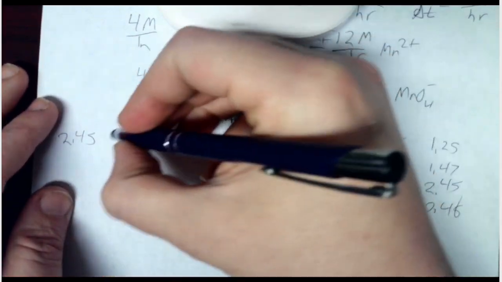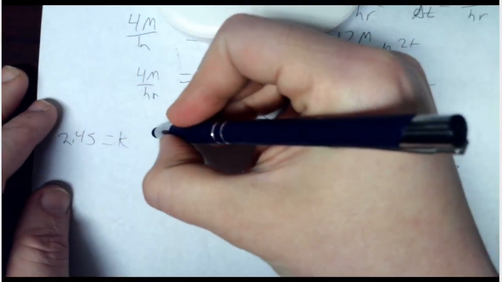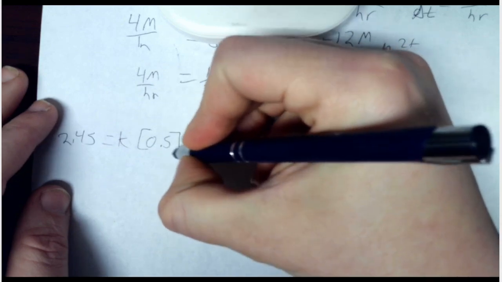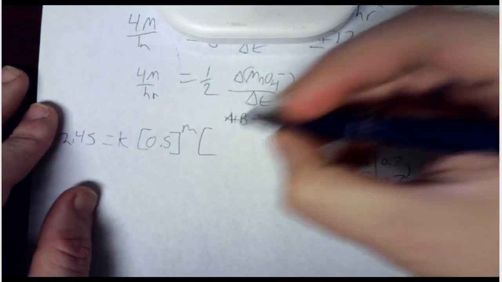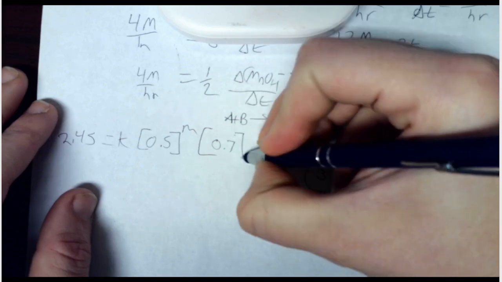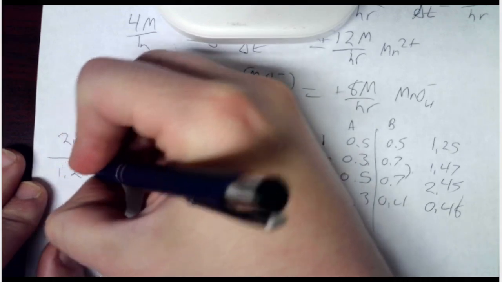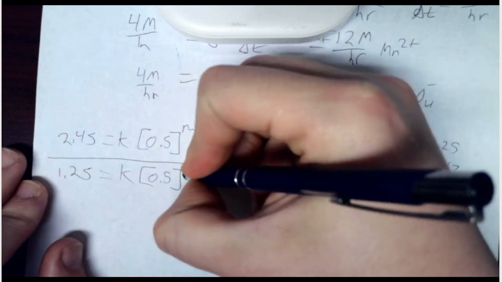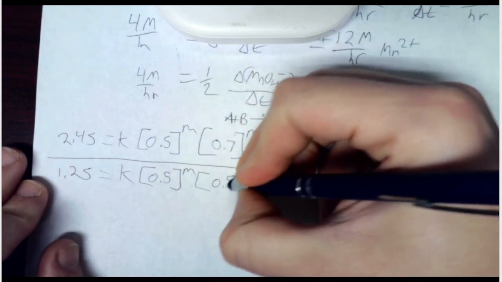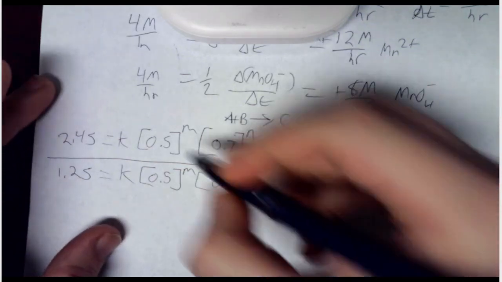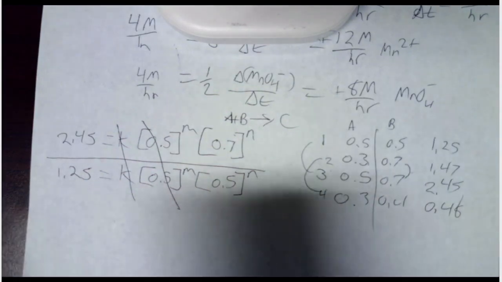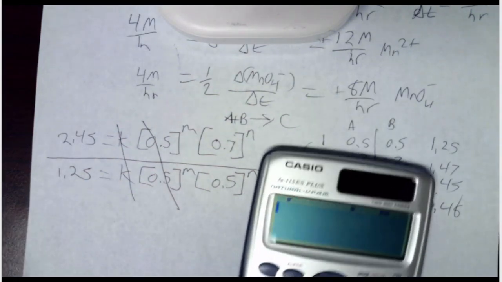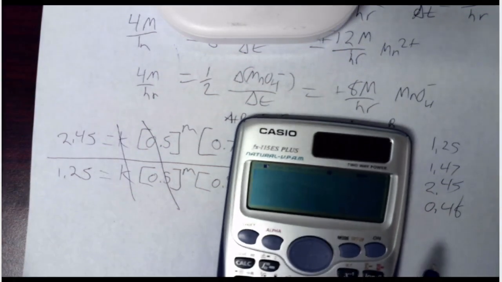2.45 equals K times 0.5 to the M and 0.7 to the N. I'm going to divide this by 1.25 equals K, 0.5 to the M, and 0.5 to the N. That cancels out, that cancels out. So with that in mind, I'm going to solve that first.